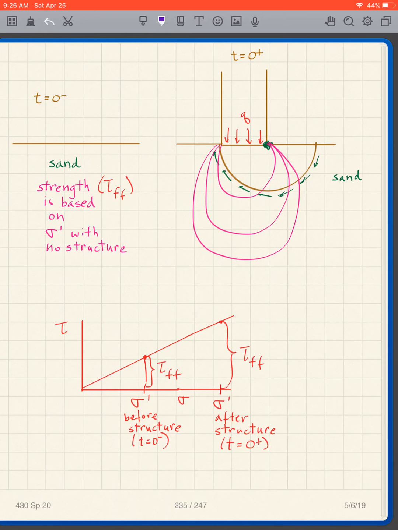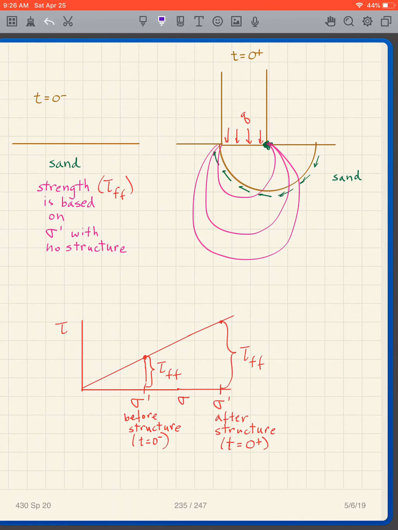So for instance, I know there are sigma primes in my soil before the structure is built. I can figure out what the sigma prime is before the structure is built, which gives me a tau ff before the structure is built. Now what happens after the structure is built? Well, what do I know? The sigma prime has gone up, and that means my tau ff has gone up.